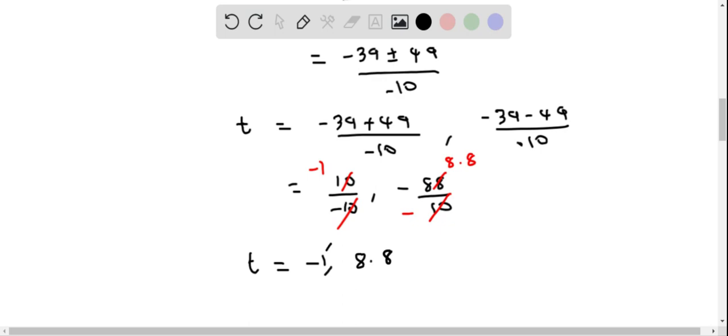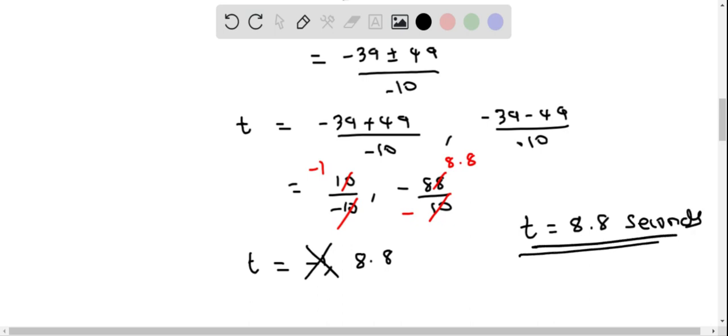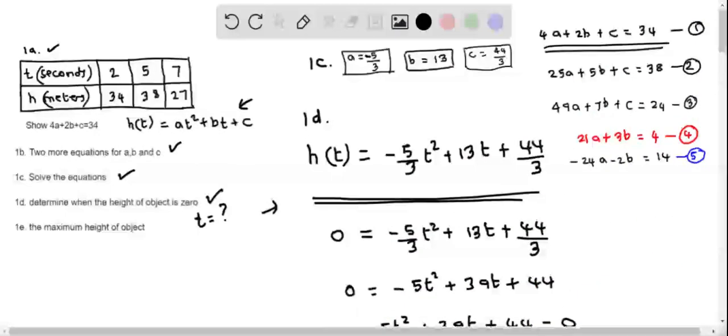Since t cannot be negative, we ignore this value and we consider only the value of t as 8.8 seconds. So therefore at t equal to 8.8 seconds, the height of the object is 0. This answers the question in part D.